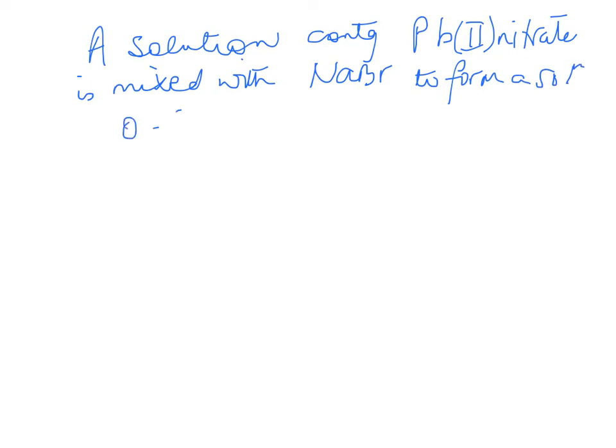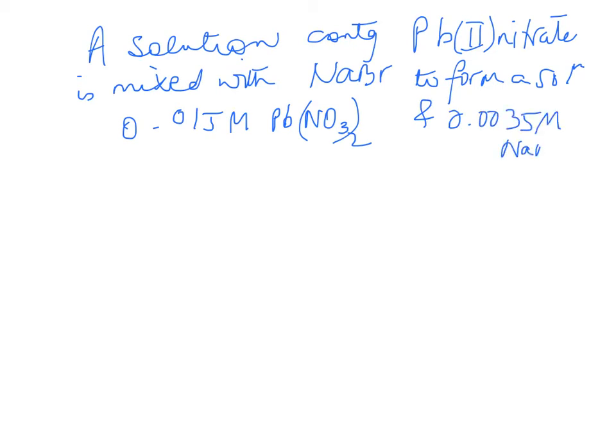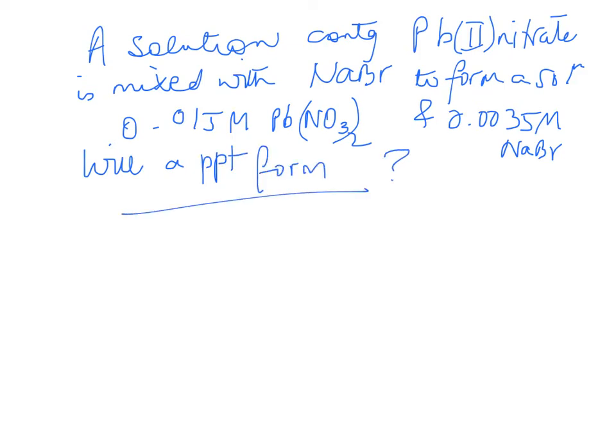that is 0.015 molar with respect to lead nitrate and 0.0035 molar with respect to sodium bromide. Will a precipitate form? Will a PPT form? Realize the wording of this question. In this case, they're telling you that after the mixing occurred, in your net solution, it was 0.015 with respect to lead nitrate and 0.0035 with respect to sodium bromide.